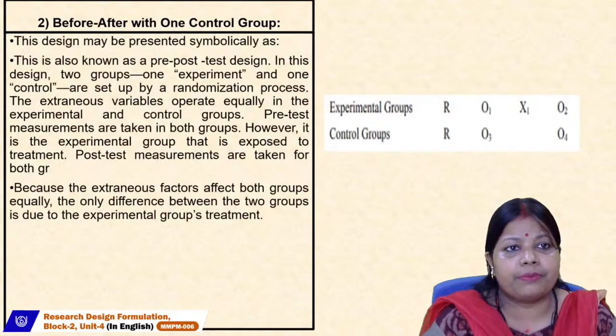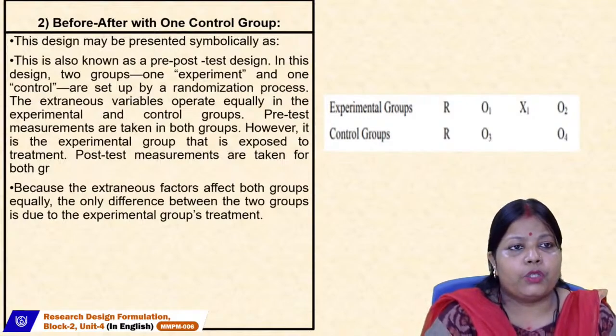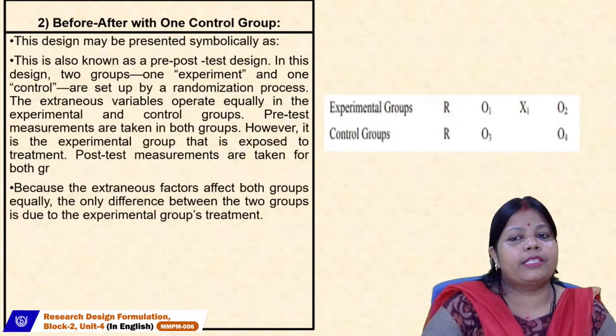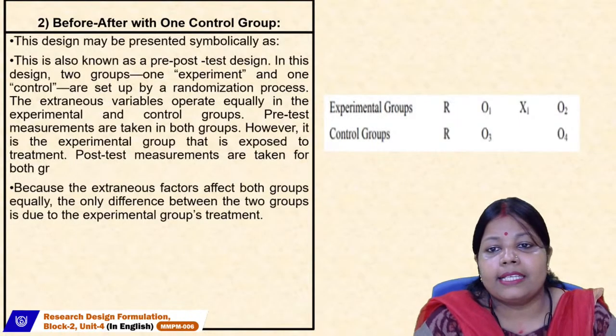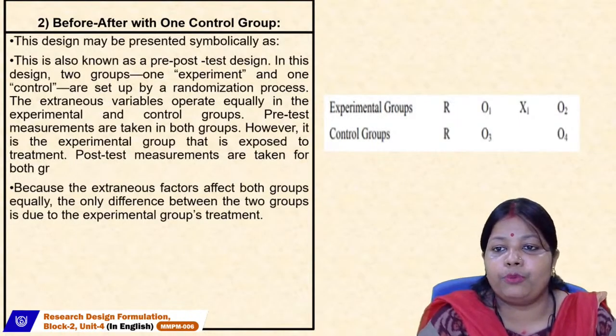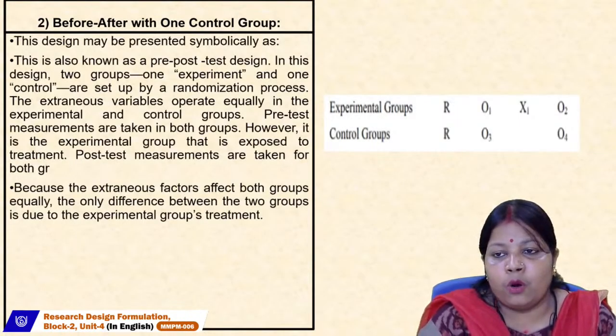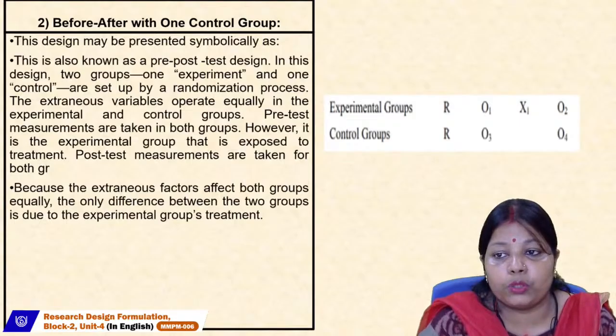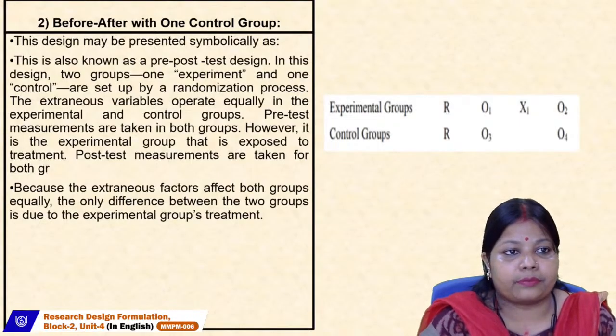Now the second one is before after with one control group. In this design, symbolically we can write here that under the experimental group we have R, O1, X1 and O2, and under the control group we have R, O3 and O4. So this is also known as a pre-post test design.